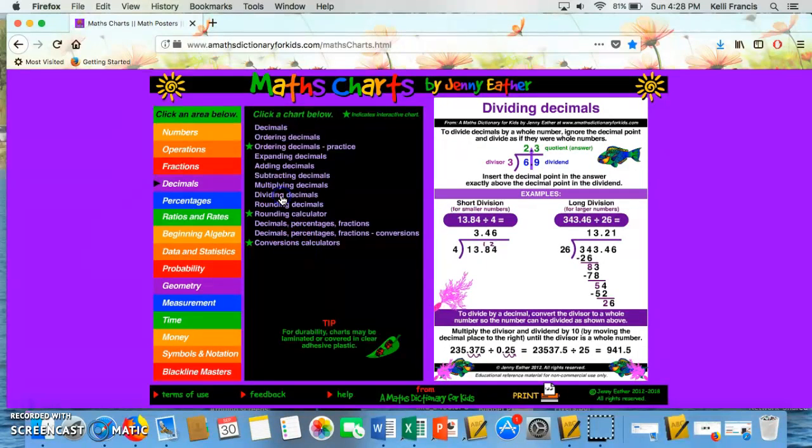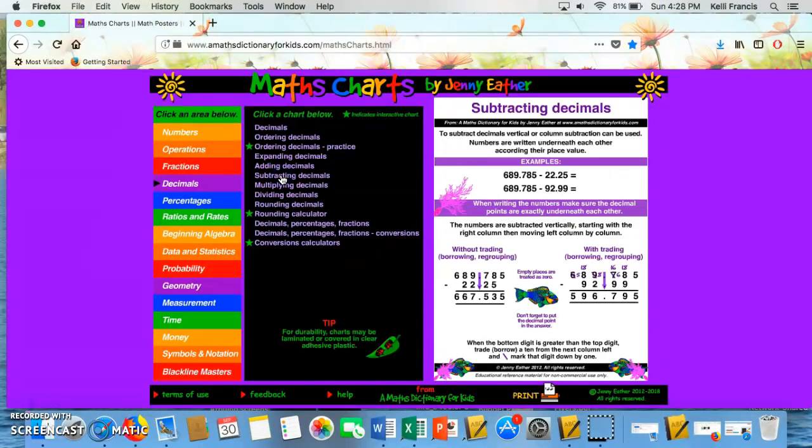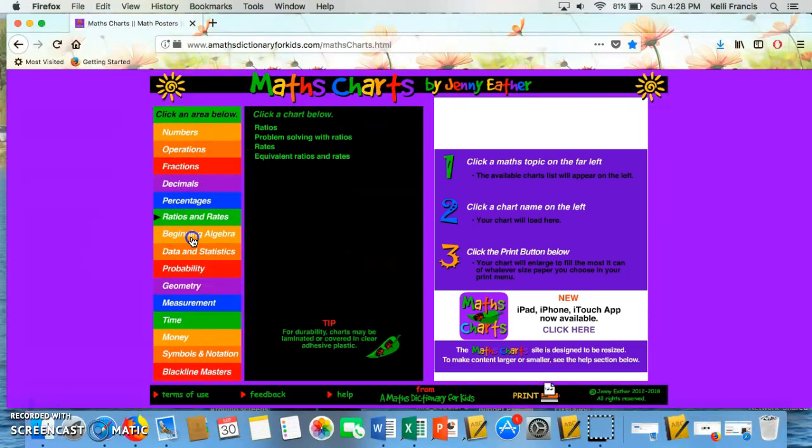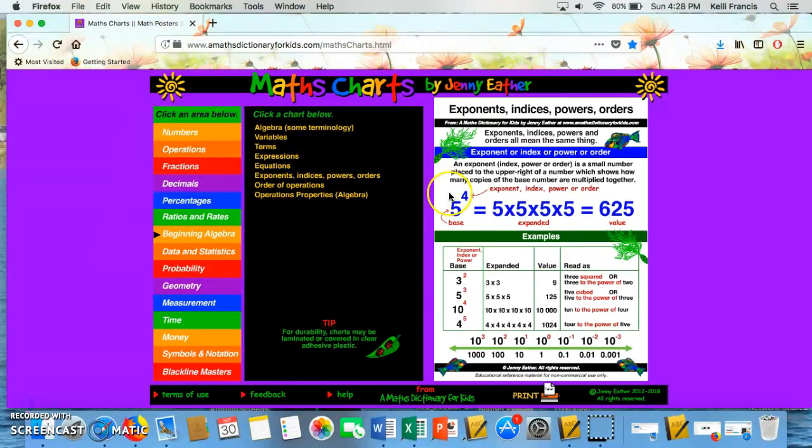And so, yeah, just dividing. I already clicked on that. Subtracting decimals, just things for helping remind. When we get to percentages, we're talking ratios, beginning algebra problems. We already talk about exponents and what exponents are and what they mean and whatnot. So, those sorts of things help the student out, that we can go back and reference and say, oh yeah, I have this, and parents can also see it.